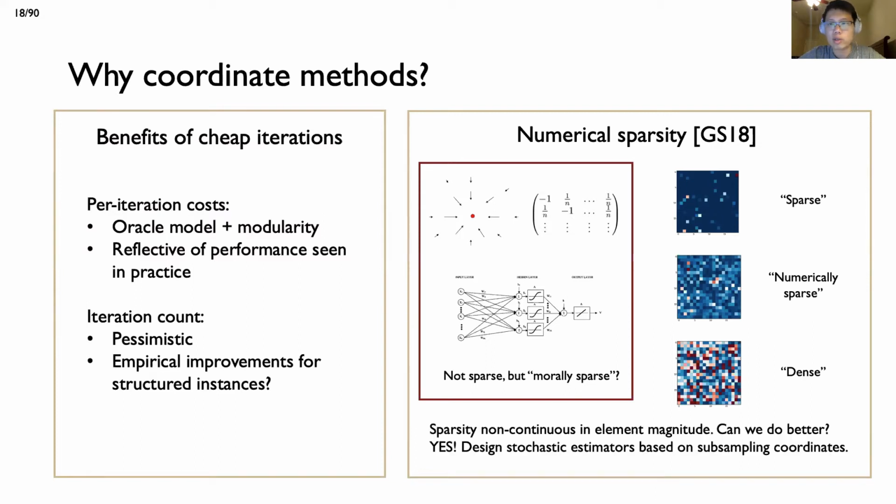Since sparsity notions like nnz and RCS are not continuous in the elements of the matrix, the resulting runtimes are sensitive to small perturbations. Coordinate methods bridge this gap. The intuition is straightforward. We can avoid effects of many small coordinates by sampling them less frequently.